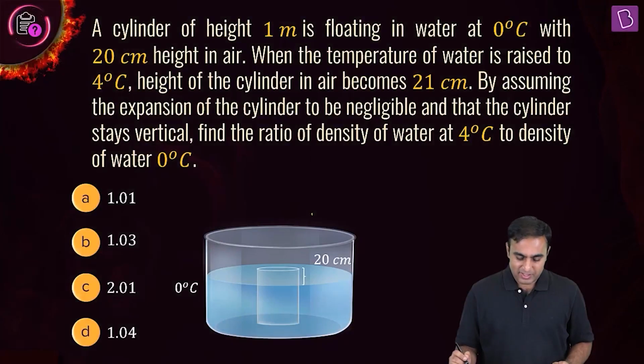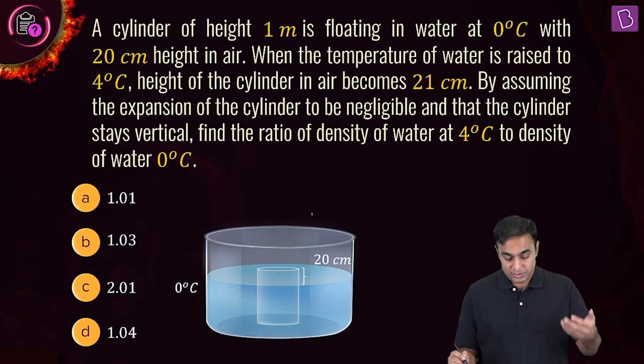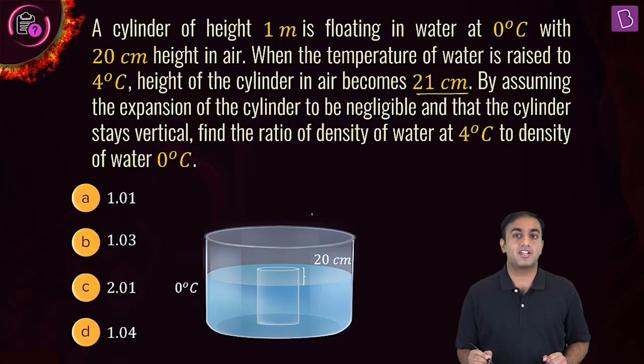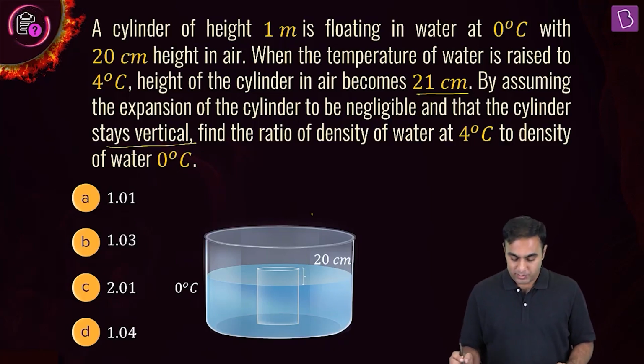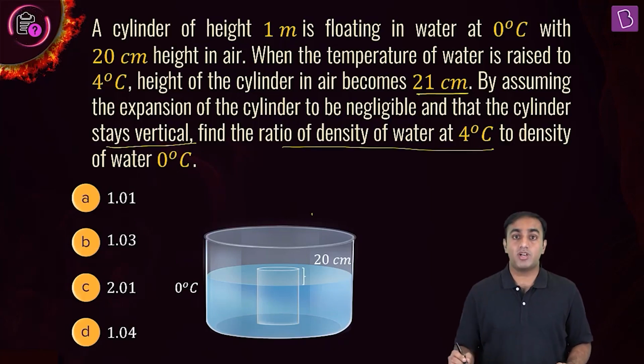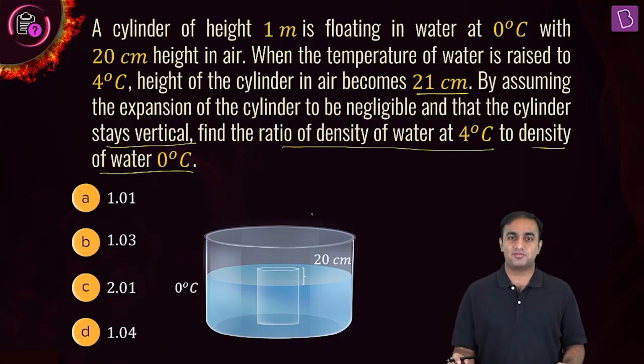We are considering a cylinder of height 1 meter which is floating in water at 0 degrees Celsius with 20 centimeter height in air. Now, if the temperature of water is raised to 4 degrees Celsius, the height of the cylinder in air becomes 21 centimeter. It has increased. We are supposed to assume that the expansion of the cylinder is negligible and that the cylinder stays vertical. And with this data, we are supposed to find the ratio of density of water at 4 degrees Celsius to density of water at 0 degrees Celsius.